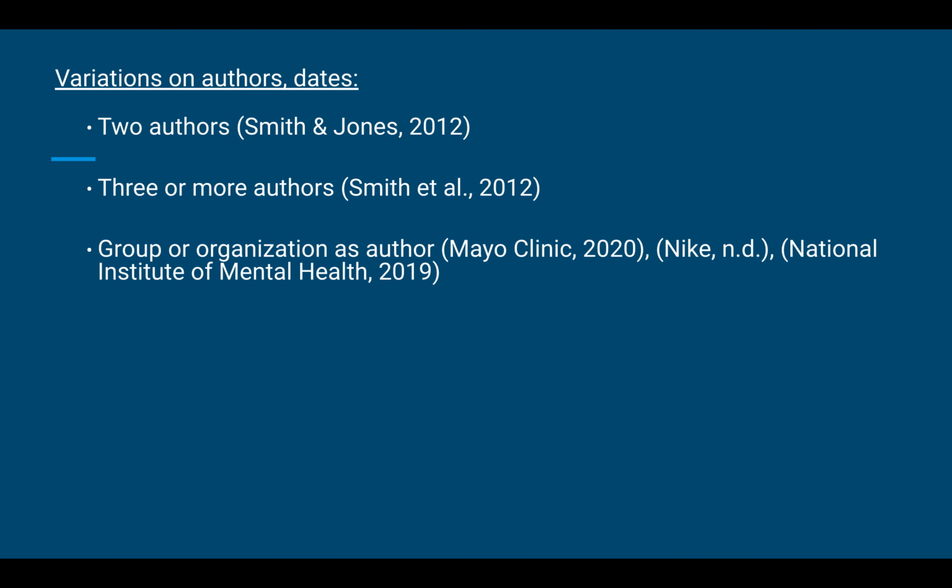If there's an organization as author, you are going to list that organization's name. So maybe the Mayo Clinic or Nike or the National Institute of Mental Health. Write out the whole name of the organization within the in-text citation.